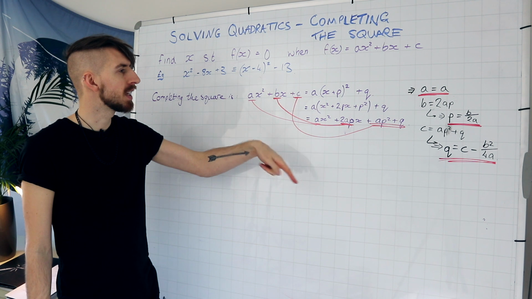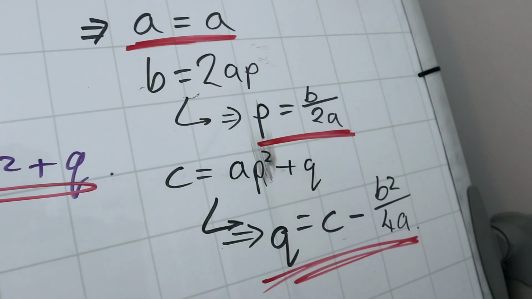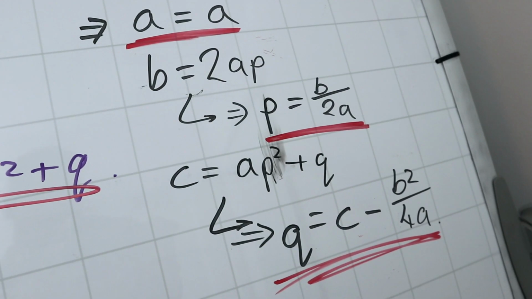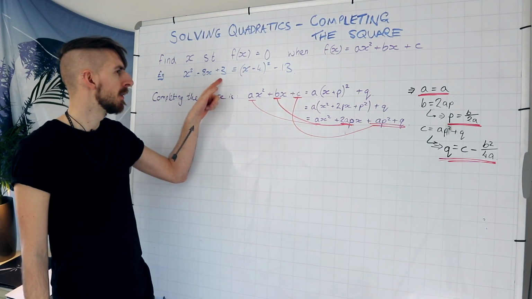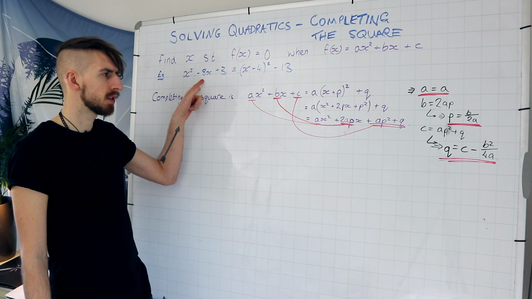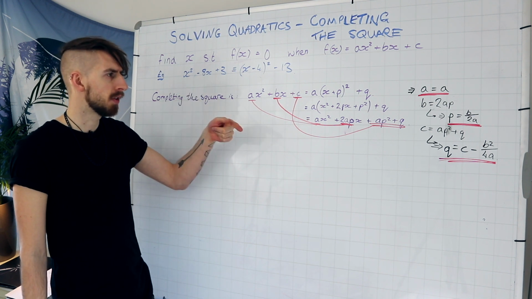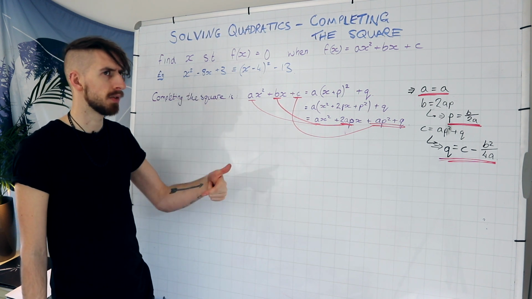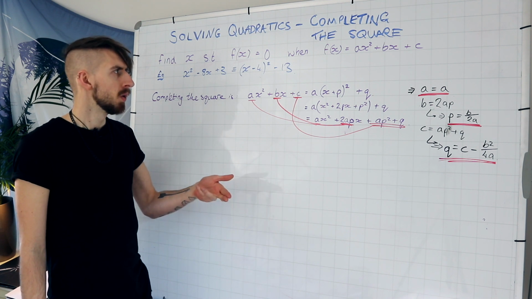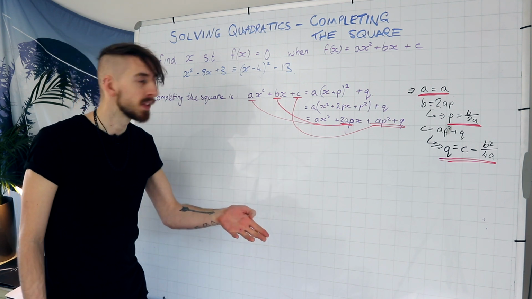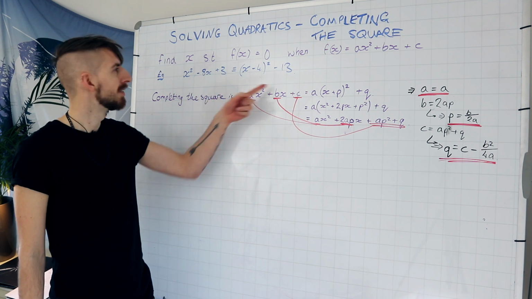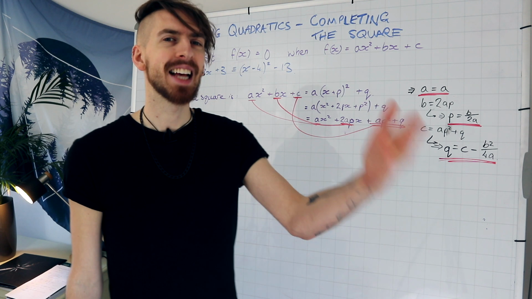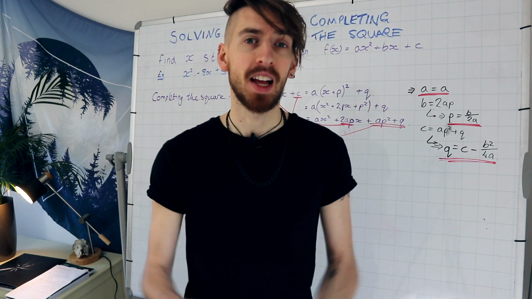And then our q is c minus b squared over 4a. So for q at the end, we have to take our c, which is 3 here, then minus b squared, so minus minus 8 squared, so it's 64 divided by 4 times 1, so it's 64 divided by 4, which is 16. And then it's minus 16 plus 3, which is minus 13. Yes, that's it. That's completing the square.